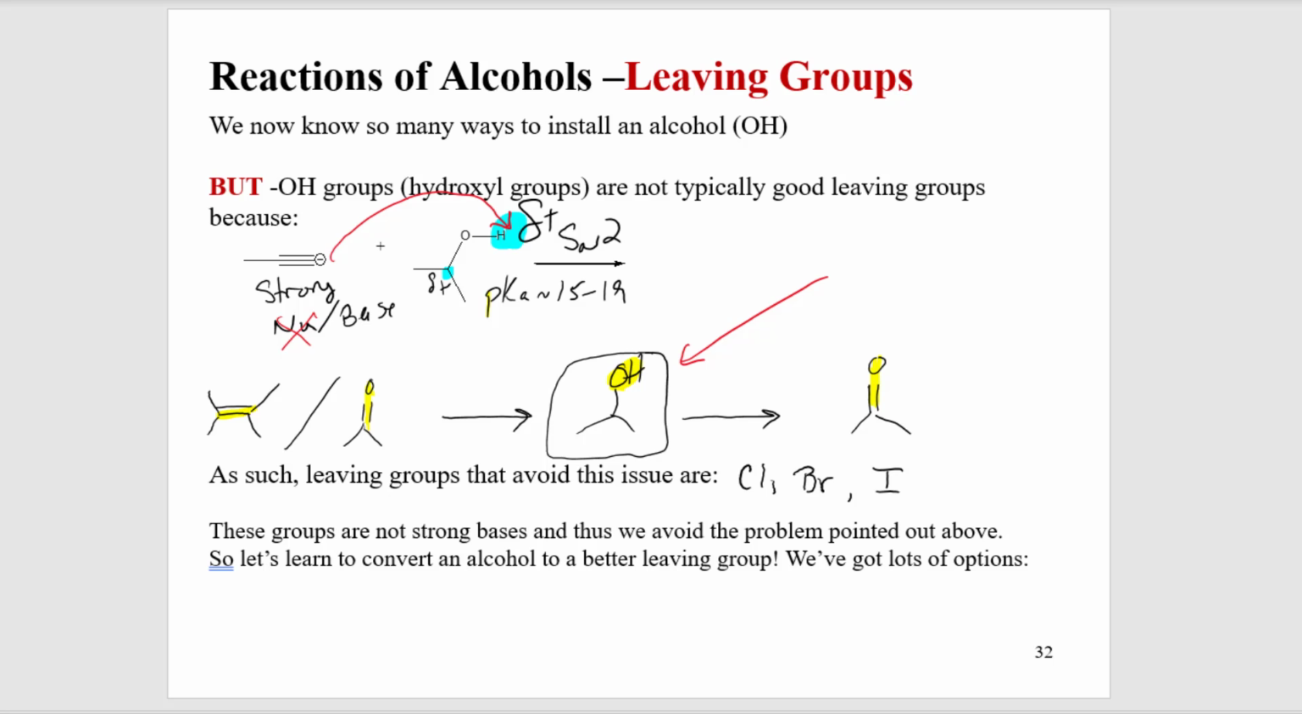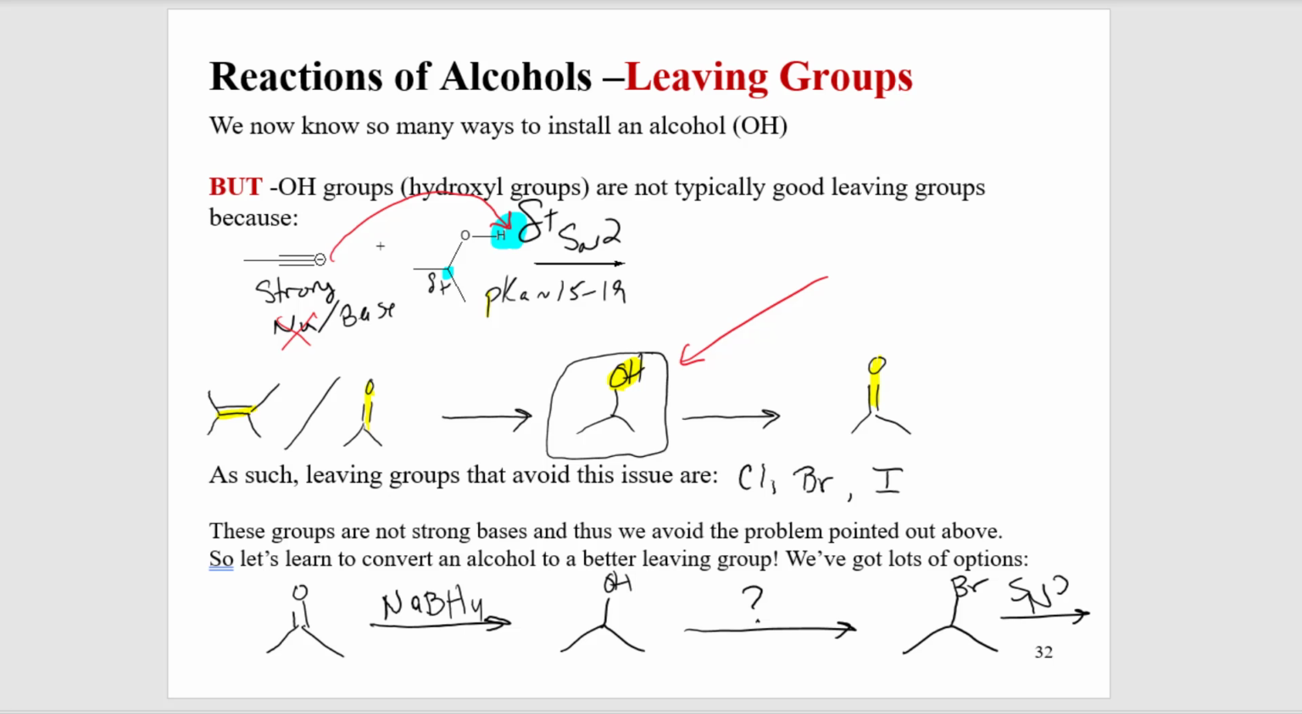So ultimately what I'm trying to show you is if I can install an alcohol, right, as let's just do a little synthesis here. If I have a carbonyl, I can reduce it with sodium borohydride to an alcohol. I want to know how I can turn that alcohol into a better leaving group so that I can do SN2 chemistry. Okay, so this is what I'm trying to do. We've discussed how to get here, and now we're focusing on how to convert realistically the alcohols into better leaving groups.